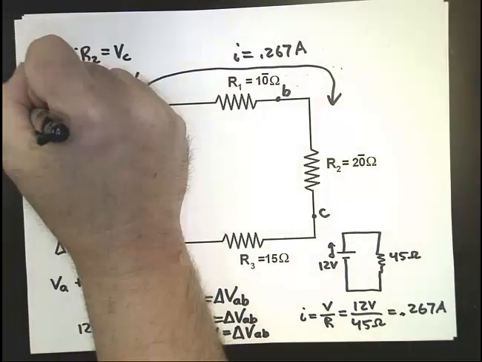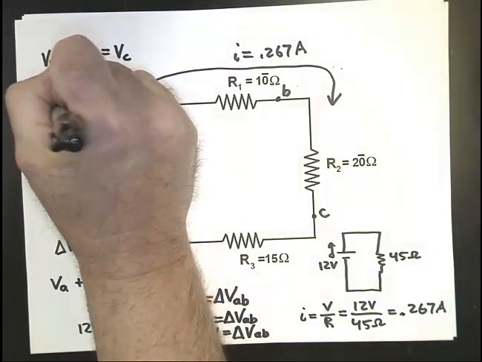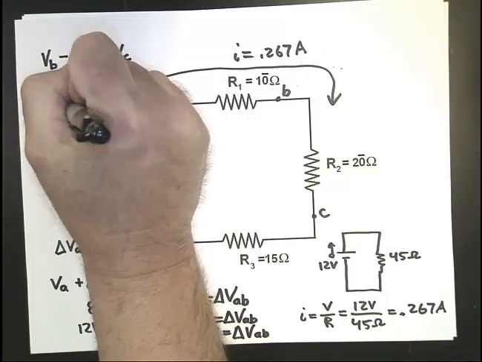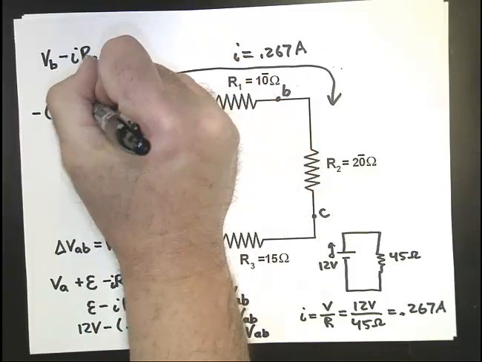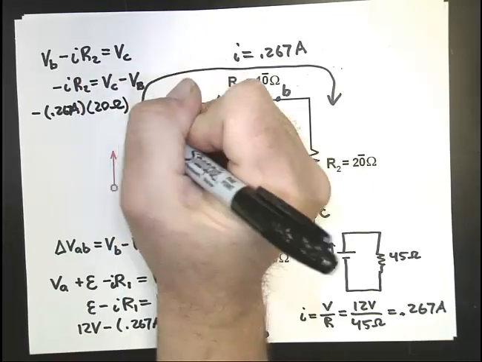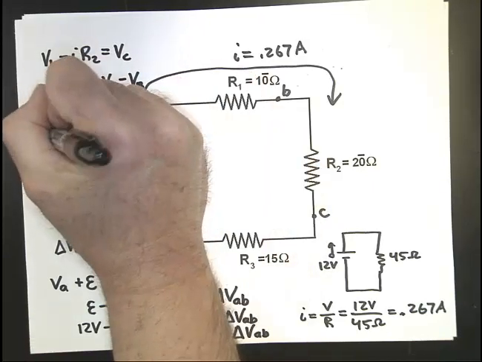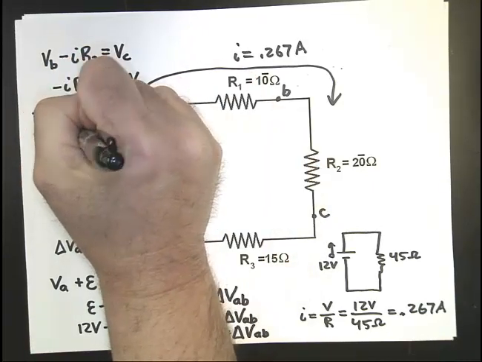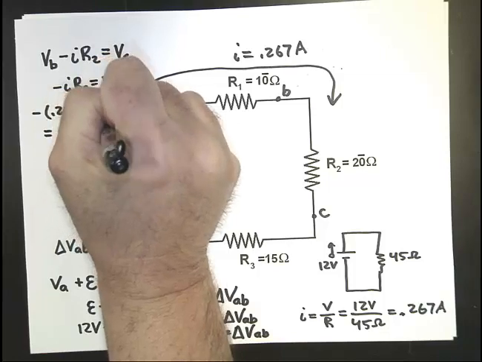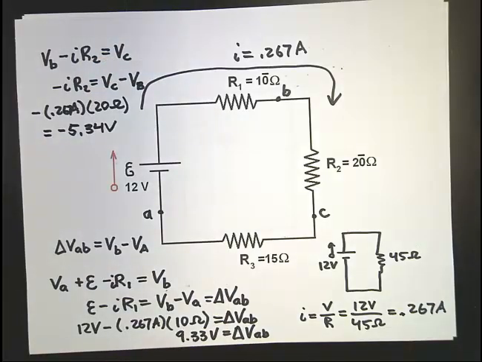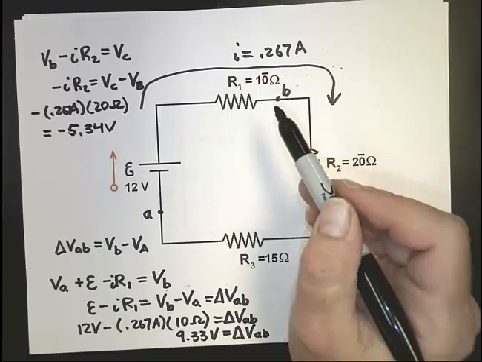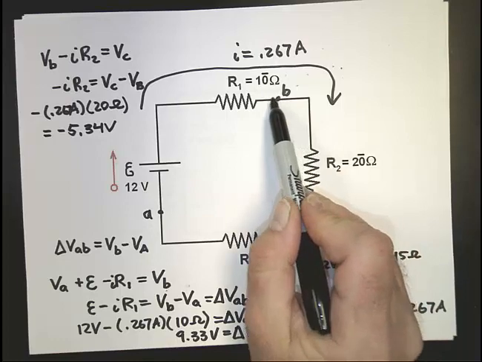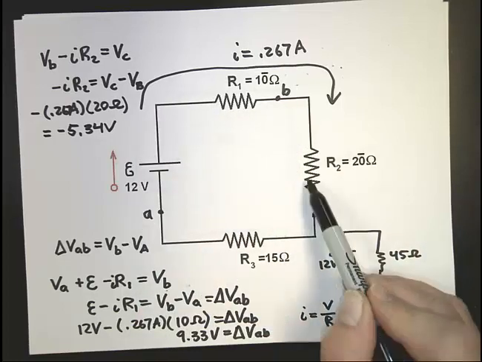So it represents a drop of 0.267 amps, oops, forgot my 7, times 20 ohms, which is 5.34 volts. Negative 5.34 volts is the potential difference between those two spots. Notice we could go the hard way. We could start from B and go around this way.